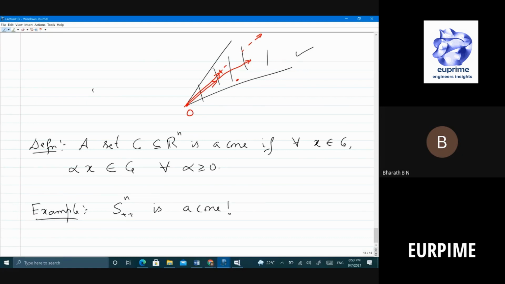How do you prove that? Very easy. You take a point in the S plus plus n, that means a matrix. You scale it by a non-negative number. Of course, it was symmetric. Again, it remains symmetric. It was positive definite. It will remain as positive definite, right? Well, small catch here.